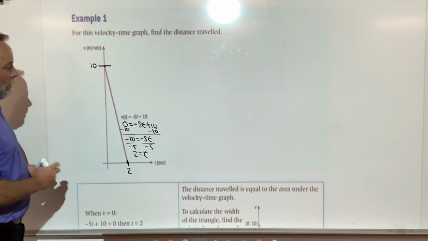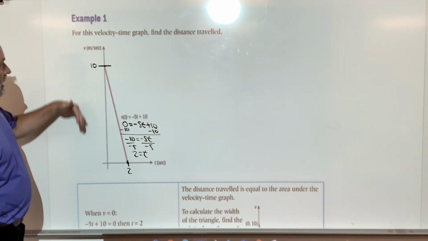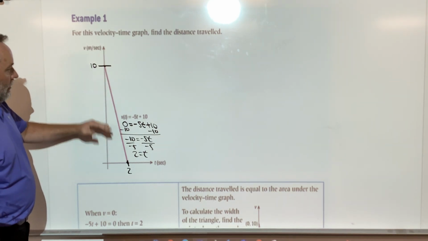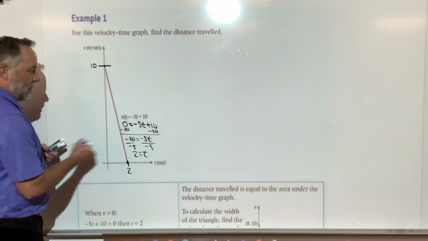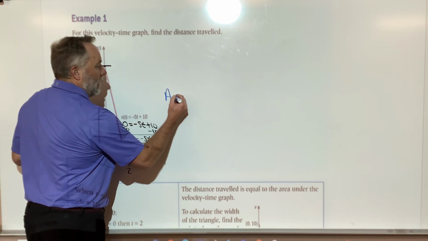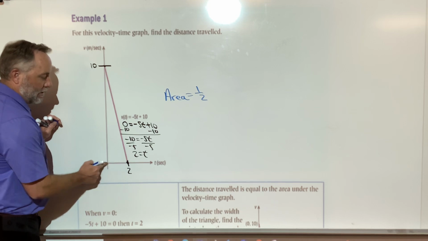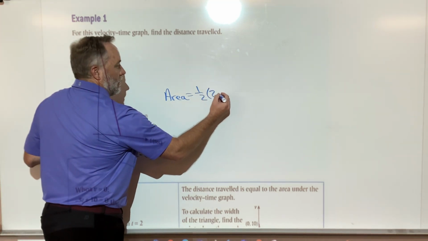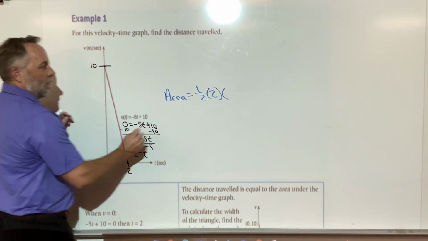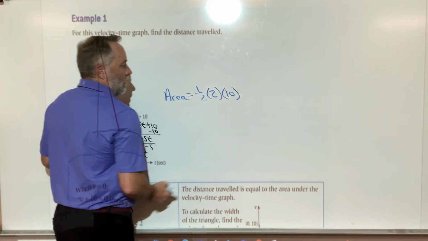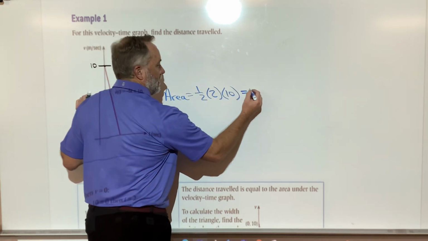All right, so if we want to find the total distance traveled under the velocity curve, again, we're just finding the area beneath here. So this is another triangle, so the area here is just going to be 1/2 the base. What's the base? It's 2 times the height, which in this case is 10. So 2 times 10 is 20, half of 20 is 10.